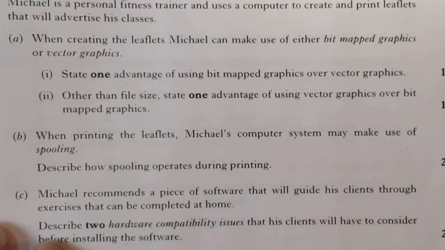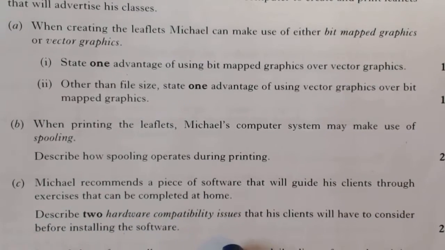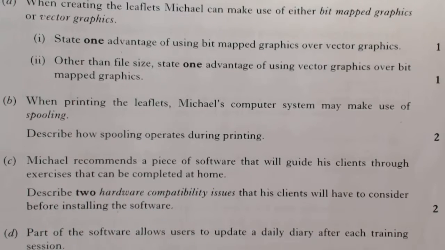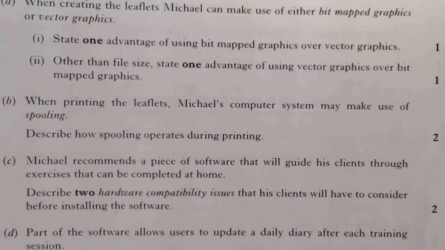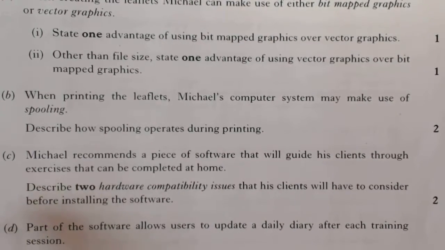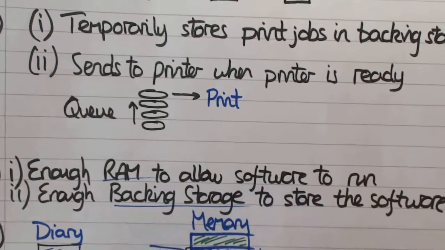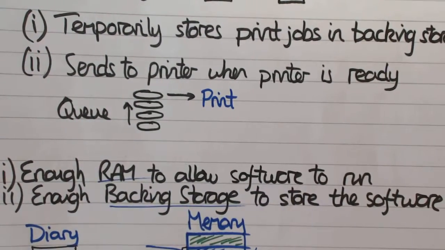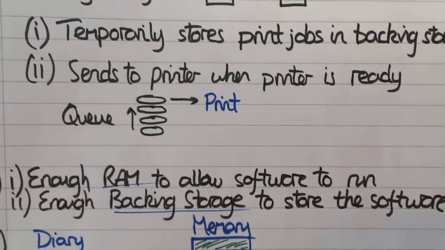He's also going to bring out a piece of software and pretty much asking about hardware compatibility. So there's two hardware compatibility issues. There's obviously a lot more than that, but the main ones you'd see if you ever buy some software is you'd be looking to make sure you've got enough memory to run the software and enough backing storage to have it installed. Okay, so that's your main ones that you'd see for any software that you buy.